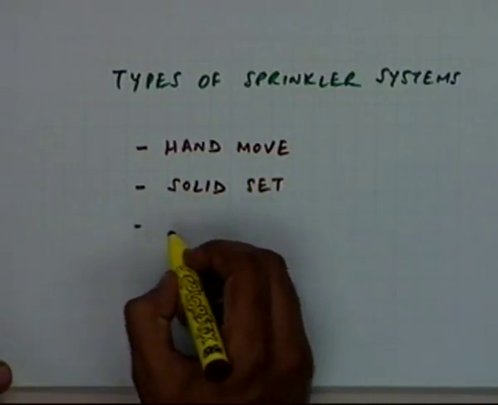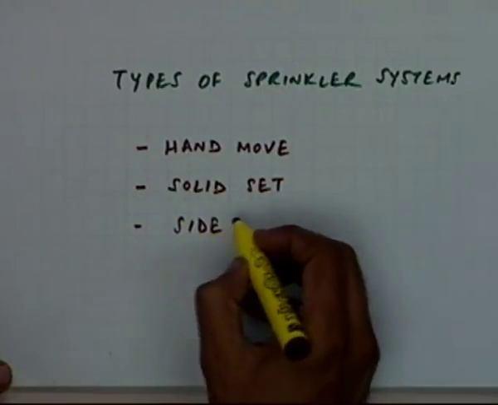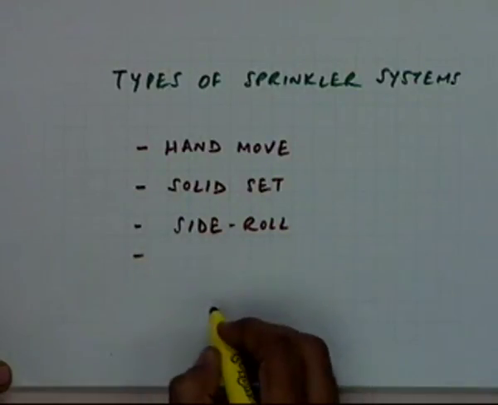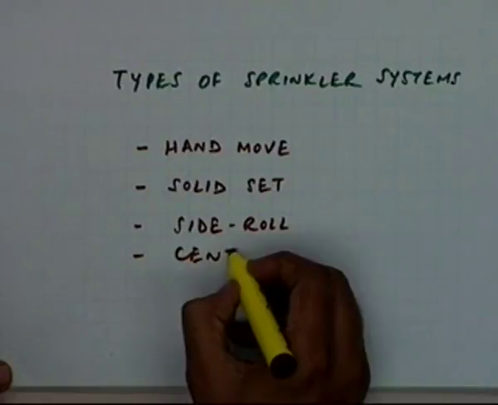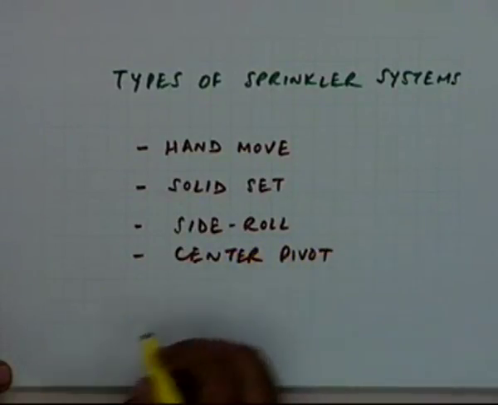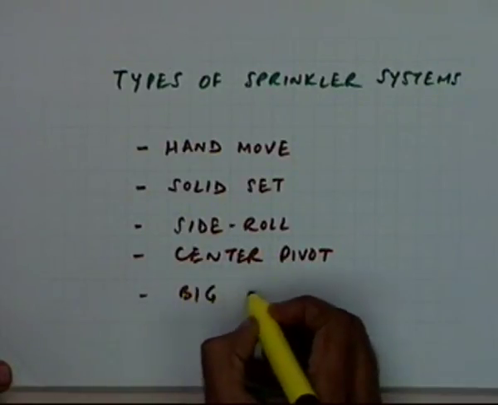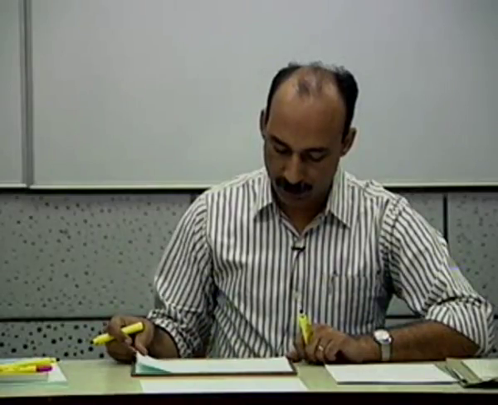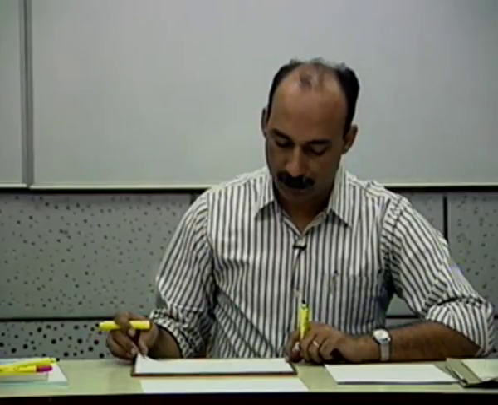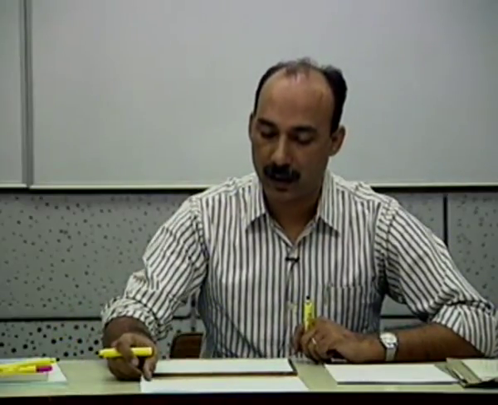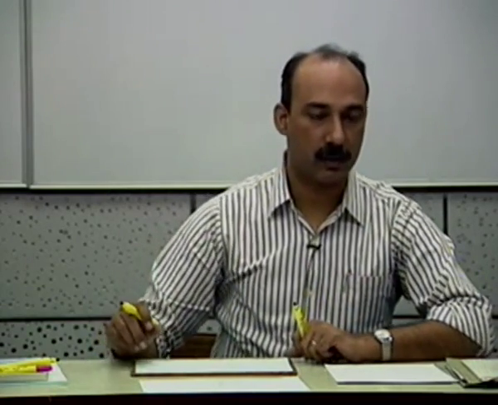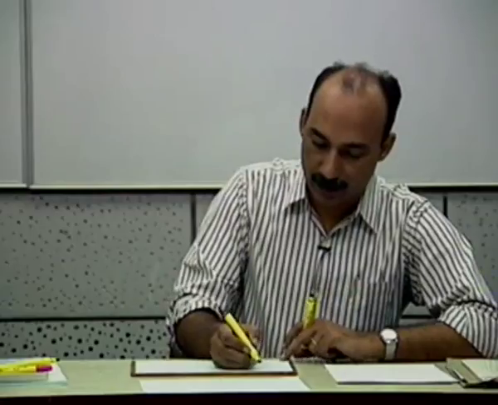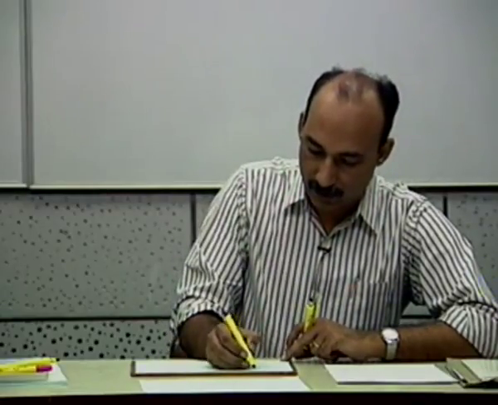Hand moved, solid set, side roll, then center pivot, then you have big gun. These variations have come about with respect to the requirements, in some cases, of labor. In some cases you will find that the labor requirement is very low. So let's have a look at these different types one by one.